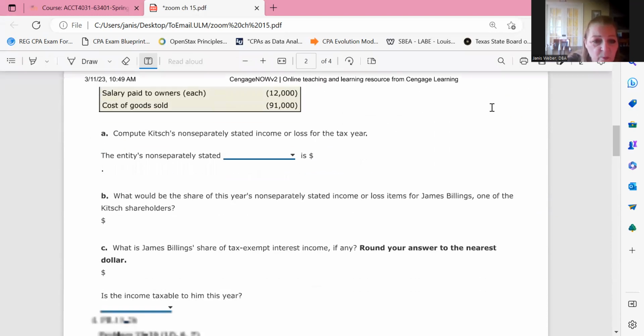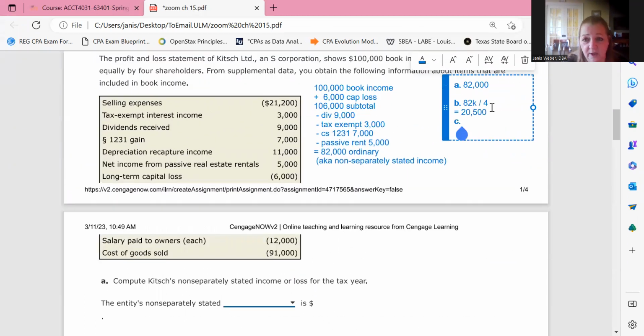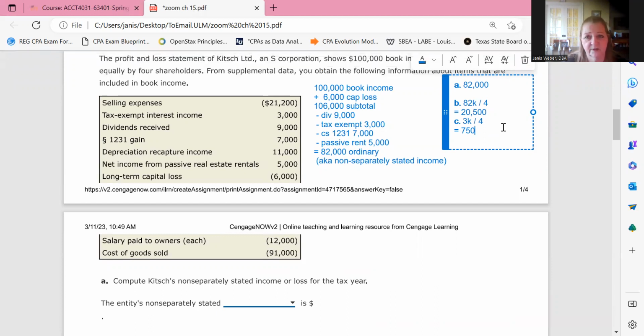All right, and then C, they want us to say what is his share of the tax exempt interest, if any? So again, tax exempt interest was $1,000. It's going to be a separately stated item, and it's calculated by dividing by 4. So the 1,000 divided by 4 equals $750, right? That's all they want. They want you to say for A, separately stated income is 82. For B, his part of it is 20,500, and for C, his part of the tax exempt is 750. That's it.